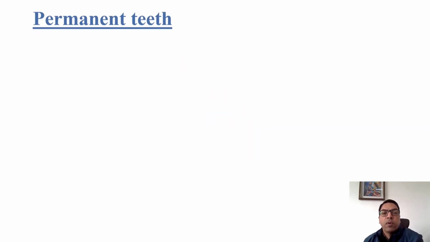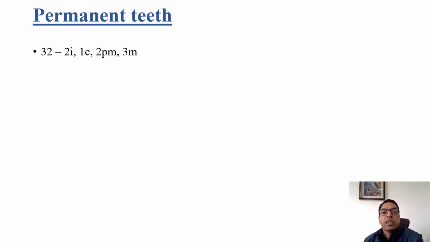For permanent teeth, they are total 32 in number. If we look at one side of the jaw, there are 2 incisors, 1 canine, 2 premolars and 3 molars. These premolars were absent in temporary dentition, right? So 2 plus 3, 5, 6 and 2, 8. 8 into 4, making it 32.